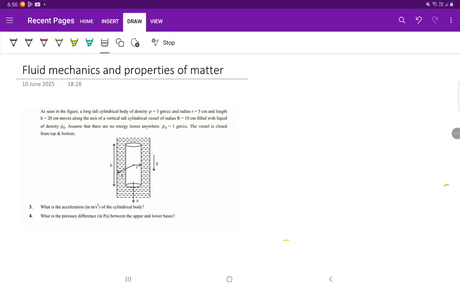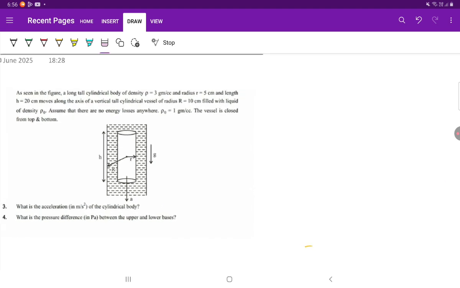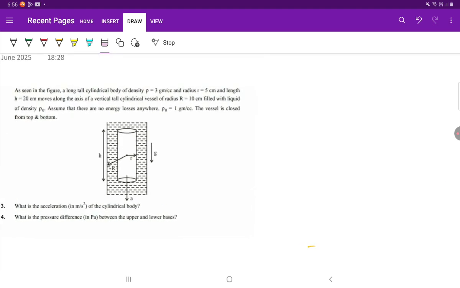Today is the first day to start with the problem of fluid mechanics and properties of matter. I've taken this problem from a famous test series. Well, I guess you can guess from the font and the text which institute I have taken it from. Okay, so let's get started.